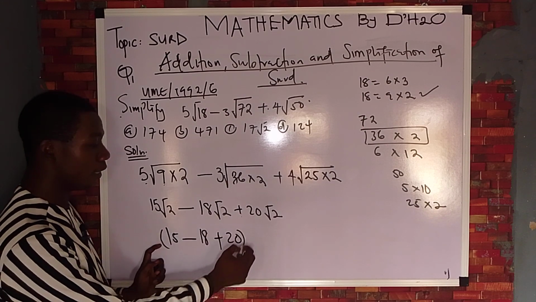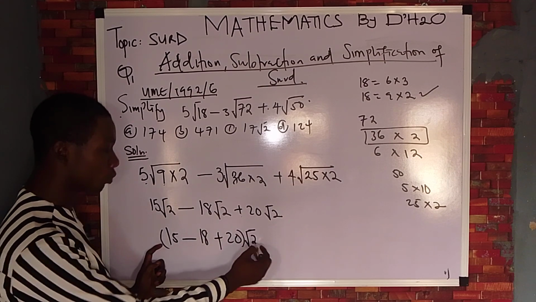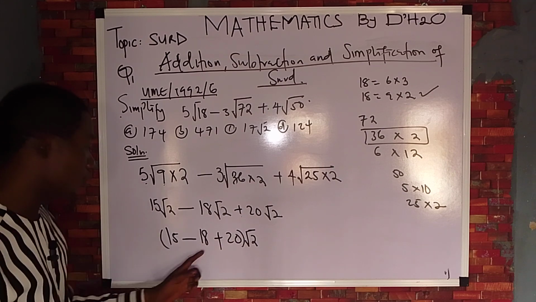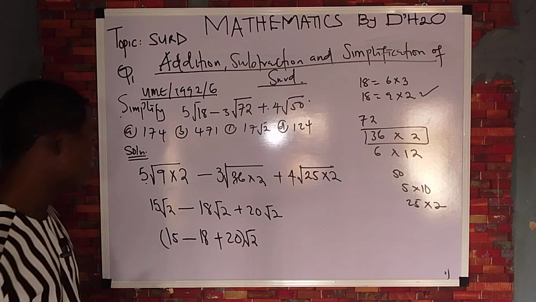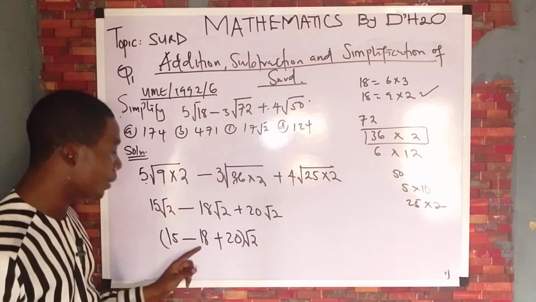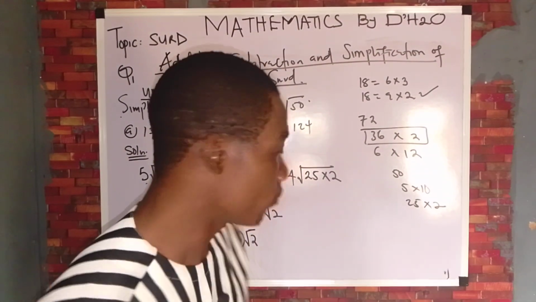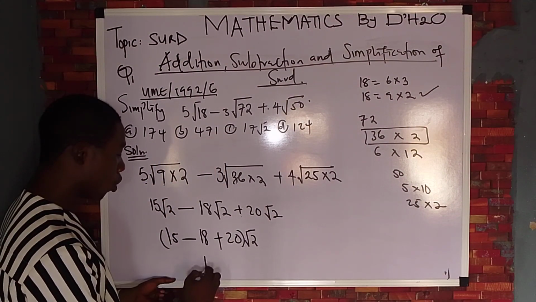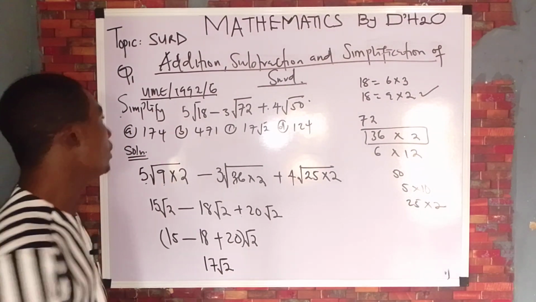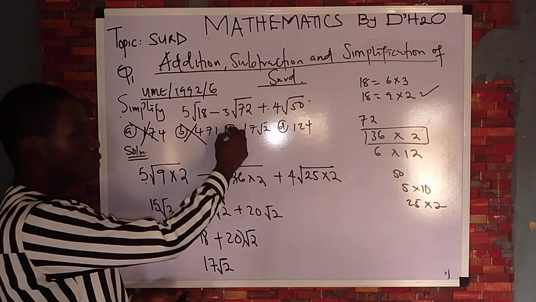They are all together. Then you can take just one of the surd, which is root 2. So if I have 15 minus 18, I'm probably going to get minus 3. And minus 3 plus 20 will give us 17. So our answer becomes 17 root 2. Okay? So the answer is not A, it is not B, it is what?